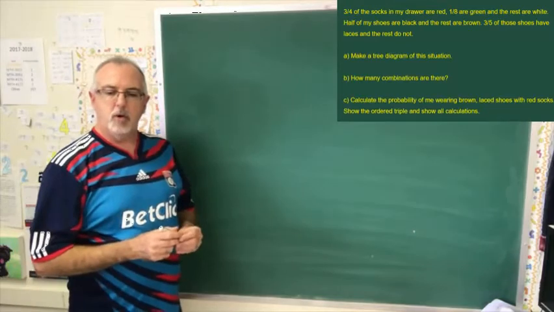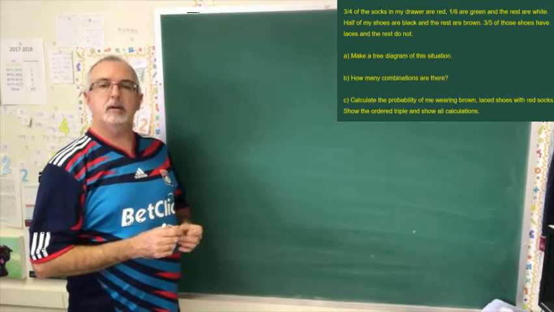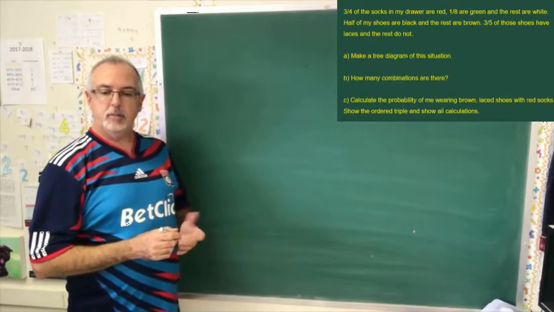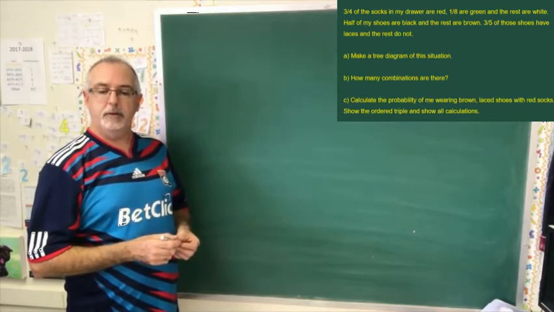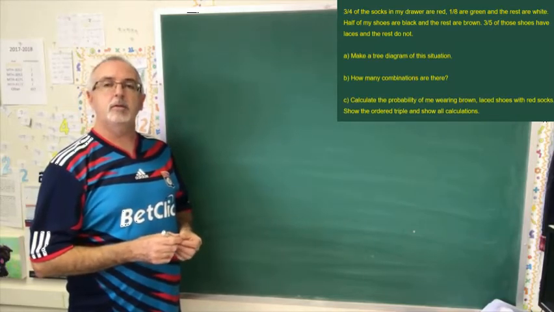3/4 of the socks in my drawer are red, 1/8 are green, and the rest are white. Half of my shoes are black and the rest are brown. 3/5 of those shoes have laces and the rest do not.